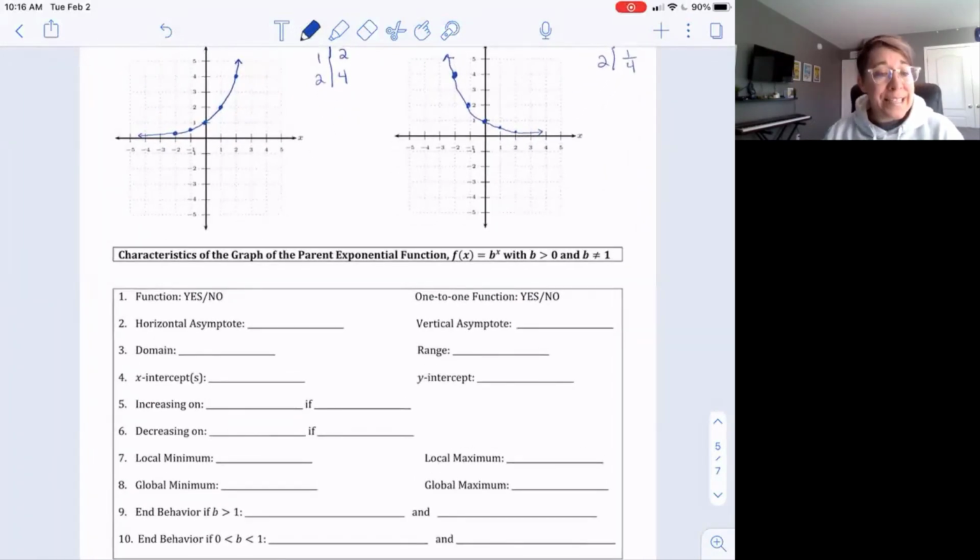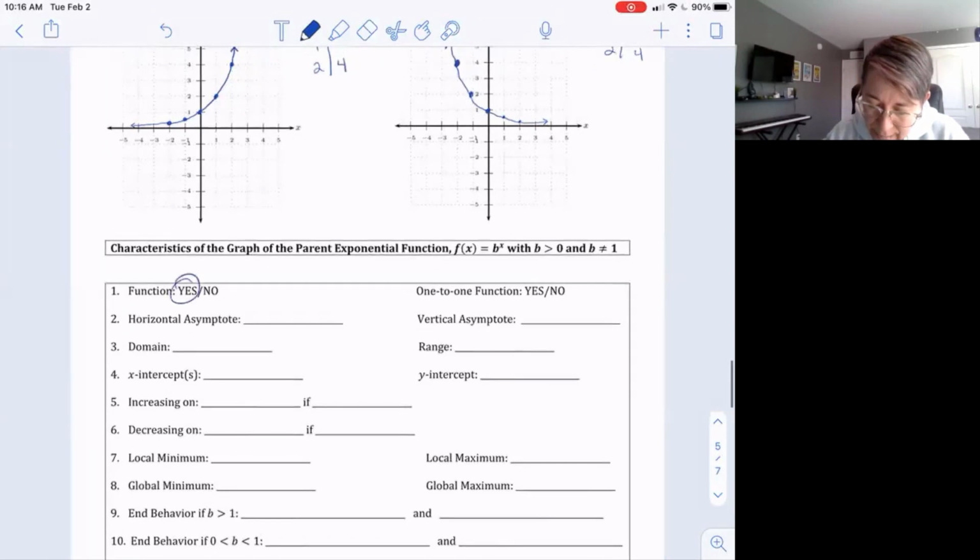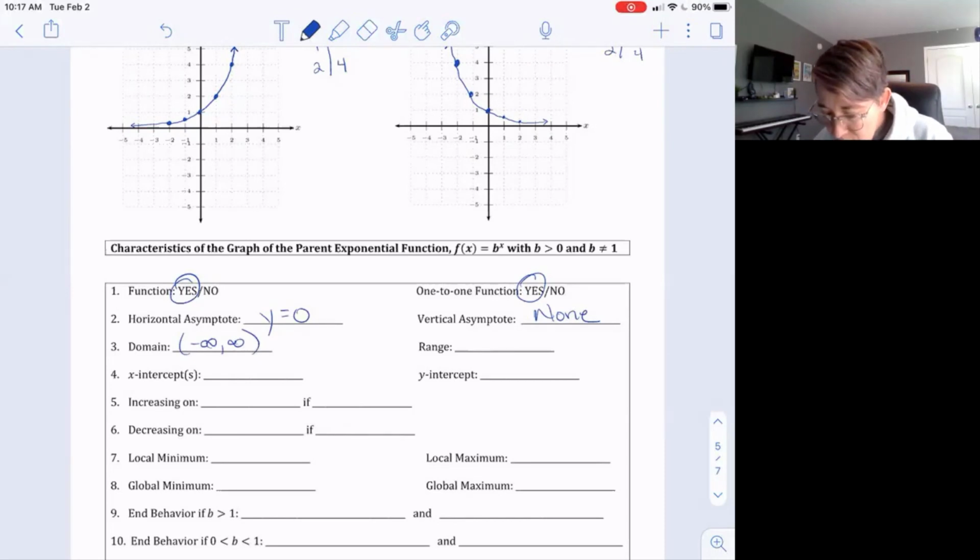Are these functions? Yes, they pass the vertical line test. They're also one-to-one functions, so we can deal with inverses. They both have a horizontal asymptote at y equals 0. There is no vertical asymptote. The domain, we can plug anything for the x, so it goes from -infinity to infinity, but the range starts right after 0. So we're going to use parentheses 0 all the way up to infinity.